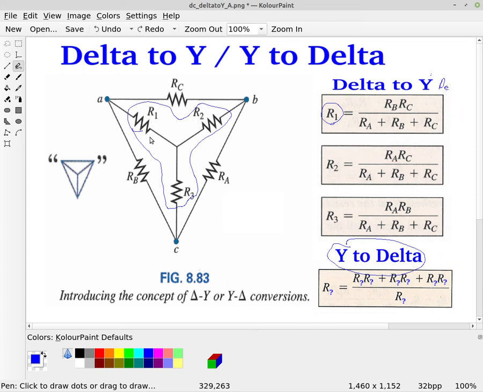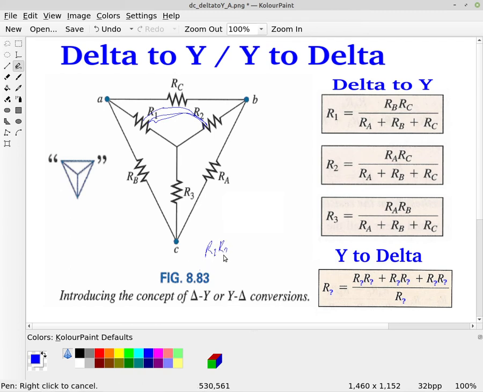Let me erase this a little bit here and rewrite it again. So we're going to just do the numerator, which is staying the same. We're going to take R1, R2, and then R2, R3, and then R3, R1, or R1, R3, depending on which way you want to look at it, but the math is the same either way, and that gives you the numerator.